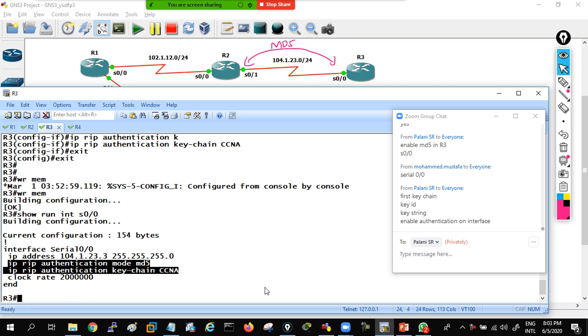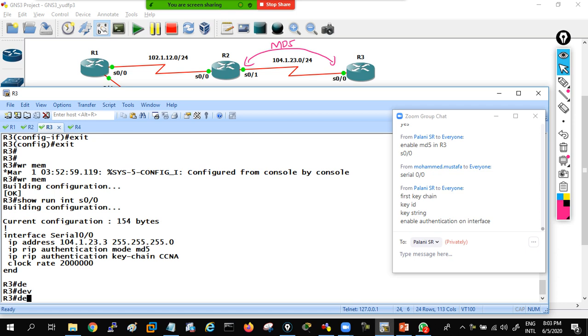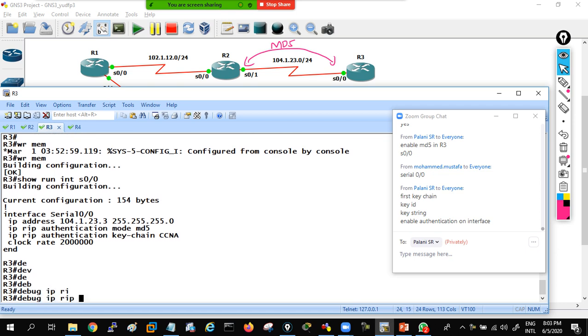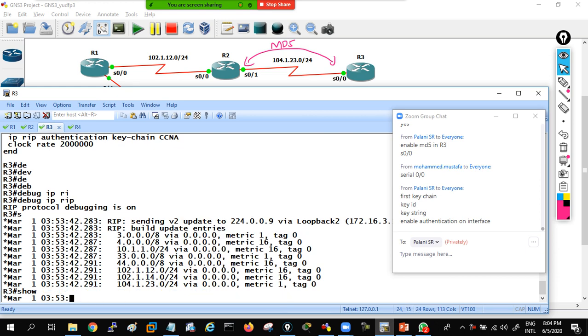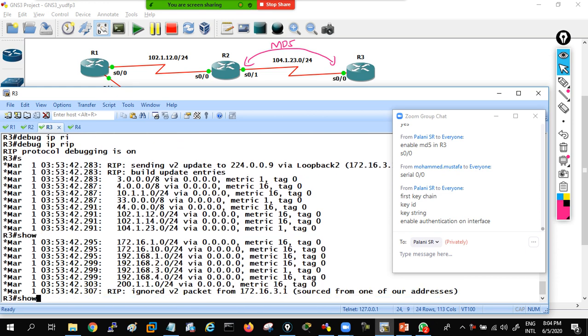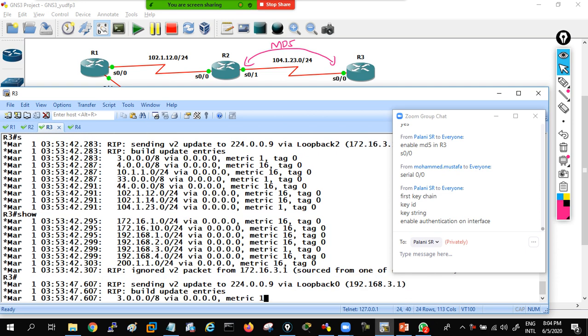Did you see this one, Palani? Now, debug. Sorry, debug IP rip. Let's see that. Now I believe I am able to see the routes. We need to see the key also, no? MD5 key. Yeah, MD5 key, star. Yes, Palani, we are able to see that.